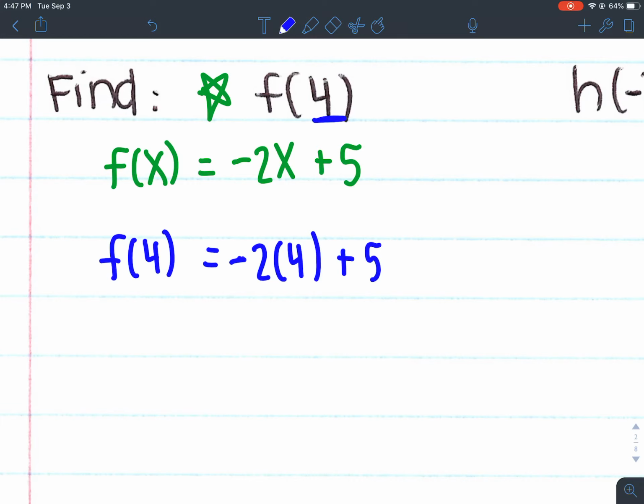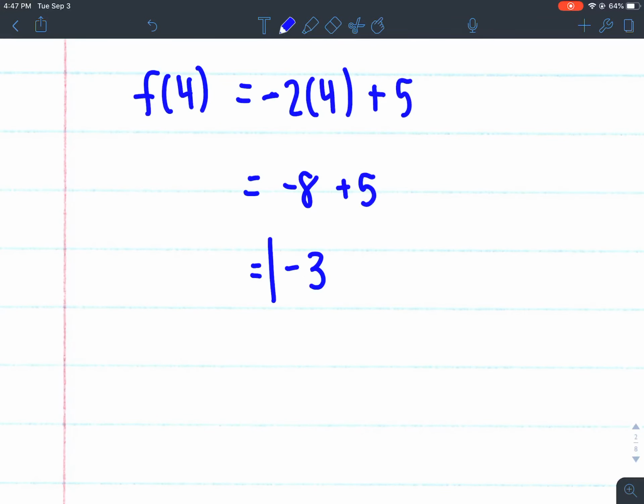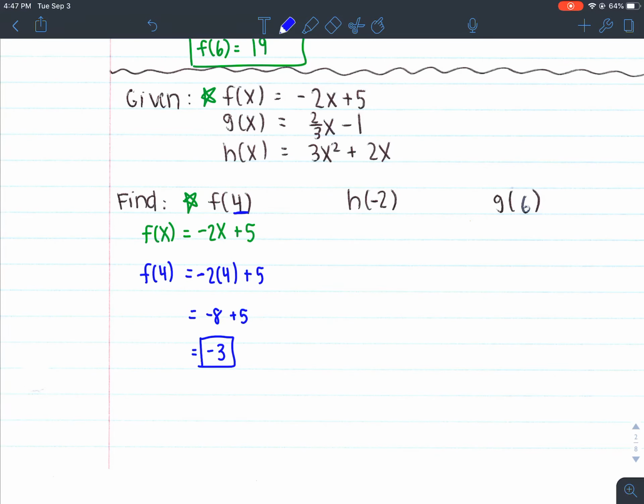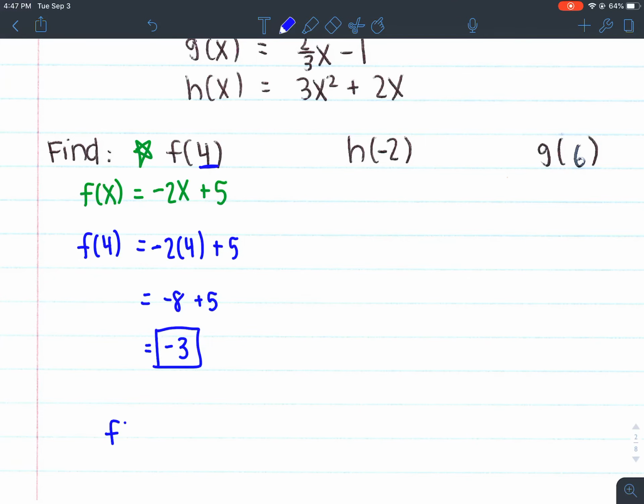All right, again, f of 4 means nothing. It just means I'm plugging in 4 for my x. And I'll continue simplifying like normal. -2 times 4 is -8, and I have -8 plus 5, and that's going to be -3. So what does that mean? It means if I have an input of 4, I'm going to get out -3.